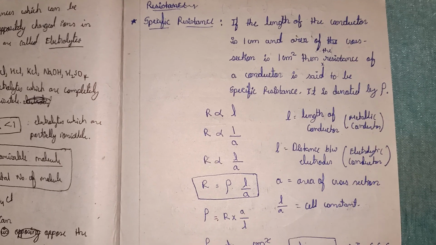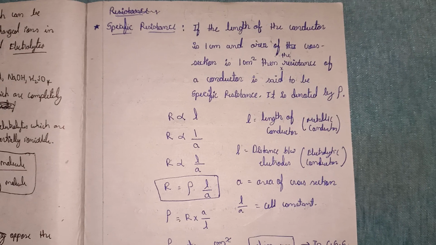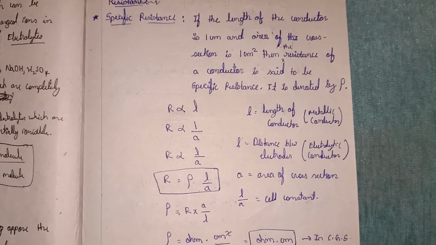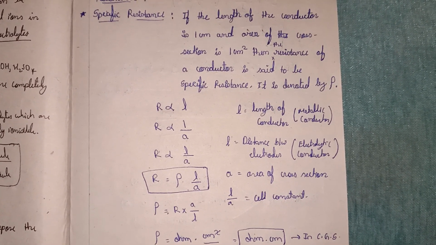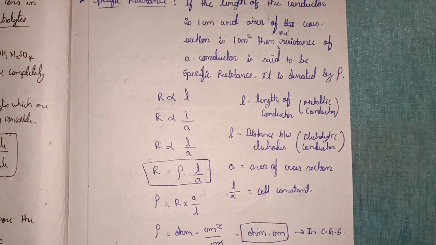I'm going to tell you about specific resistance. The definition of specific resistance is: if the length of the conductor is 1 centimeter and the area of cross section is 1 centimeter square, then the resistance of the conductor is said to be specific resistance, and it is denoted by rho.